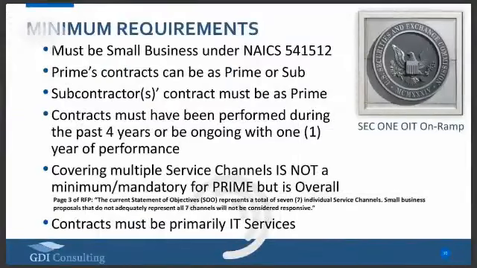So let's go into the minimum requirements for this. Obviously, you need to be small under the NAICS code 541512. Now, the good thing about this is that you as the prime can be both prime on a contract or sub on a contract. In other words, unlike, for example, Oasis or other self-scorings, this one does allow you to use the contracts that you have been sub under. So that's a good thing. You can get score for that.